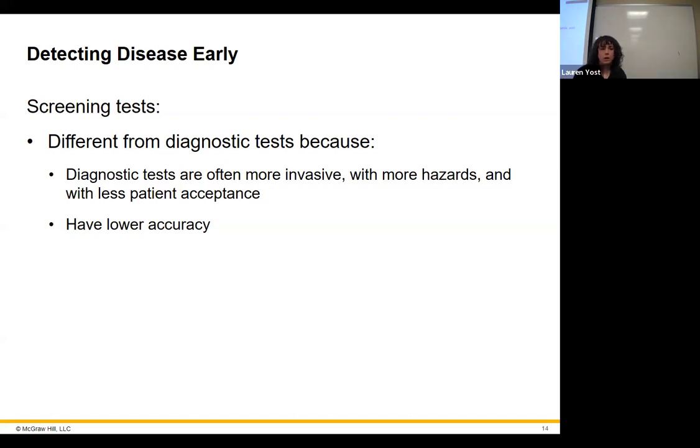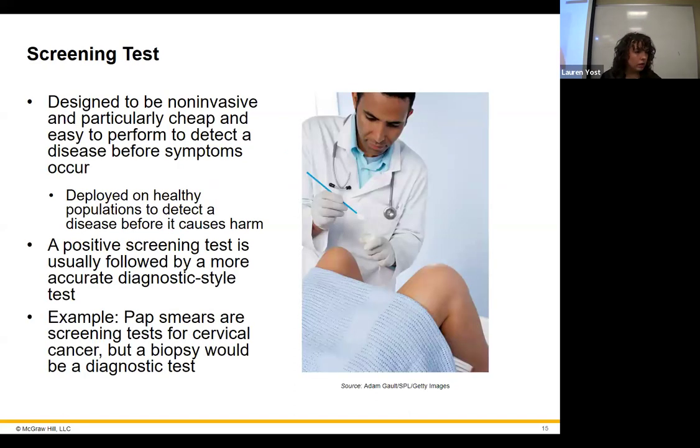Because it's more accurate. It says more invasive with more hazards and less patient acceptance. It's hard to think about it that way with COVID as our example, but they give a better example here in a moment, which will make a little better sense. So the screening tests, we want them to be non-invasive, cheap, easy to perform, even at home. We can even deploy them on healthy populations to detect diseases before they cause harm within that population, so we can isolate infected individuals before it spreads further. A positive screening test is usually going to be followed by a diagnostic test. It's a little different with COVID, just because it's so prevalent in society now.